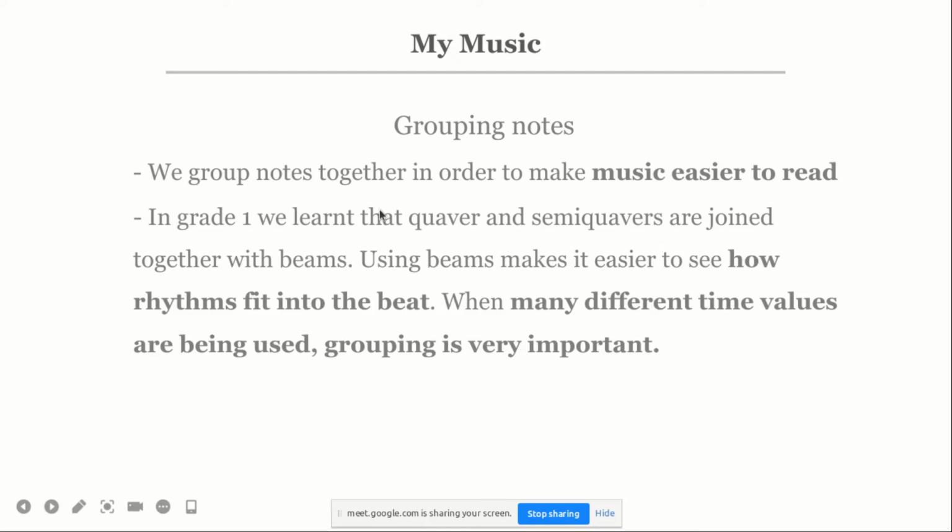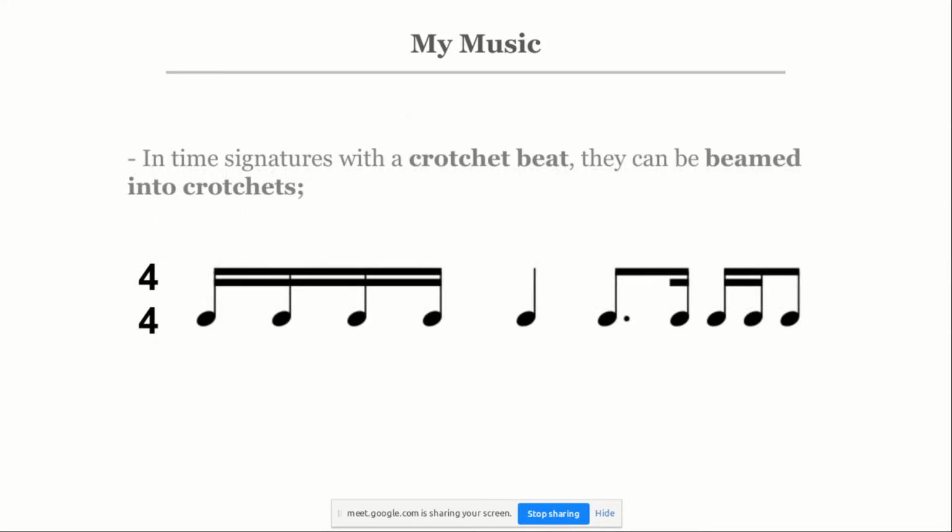Remember, we group notes together in order to make music easier to read. And in grade 1, we learned that quavers and semiquavers are joined together with beams, and using beams makes it easier to see how rhythms fit into the beat. When many different time values are being used, grouping is very important. Why is it so? You get to look at the music and you can see the beat clearly.